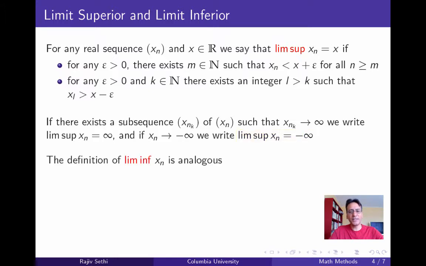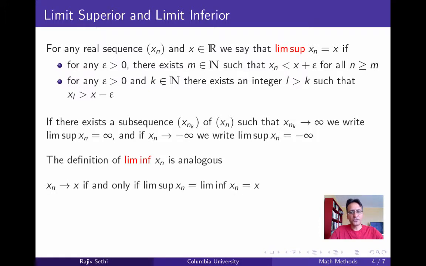And we can define the limit inferior, or lim inf, of x_n in exactly the same way by suitably adjusting these conditions. So for example, for the first condition we would require that for any epsilon positive, there exists some number m such that x_n is larger than x minus epsilon for all n greater than or equal to m, and so on.